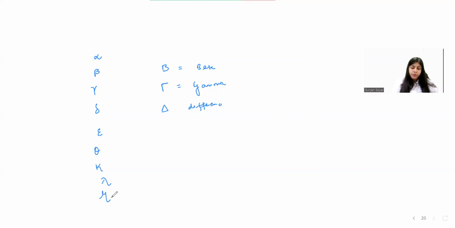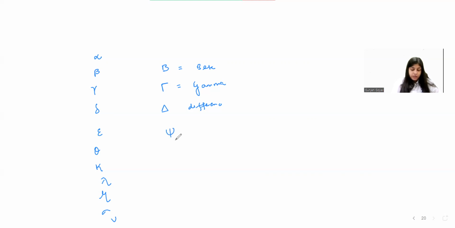Greek symbols, I have already told you all: alpha, beta, gamma. Then we have delta, and epsilon. Then we have theta, again used as a small parameter. Capital beta is a beta function. Capital gamma is a gamma function. Capital delta indicates difference. Then we have kappa, and lambda, which is used as a parameter very extensively. Mu is used as mean. Then sigma, and nu. This is a list of Greek symbols, which you'll find in the material as well.